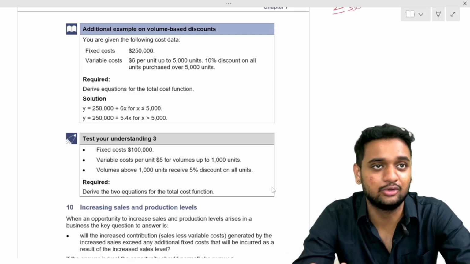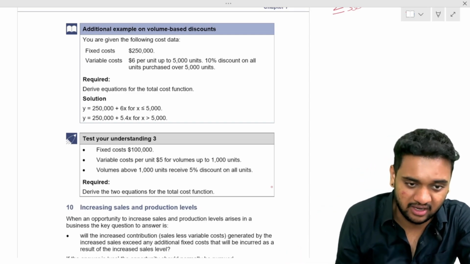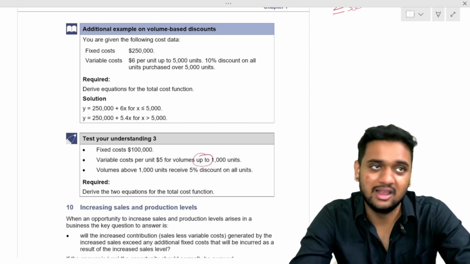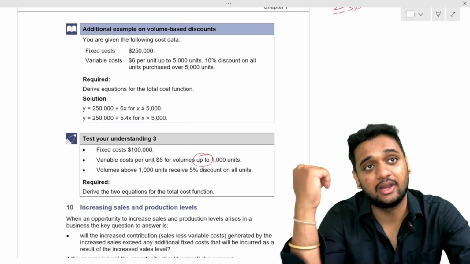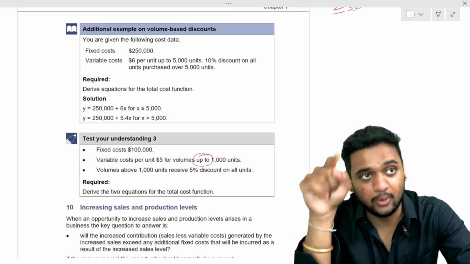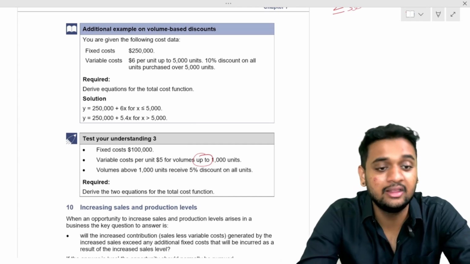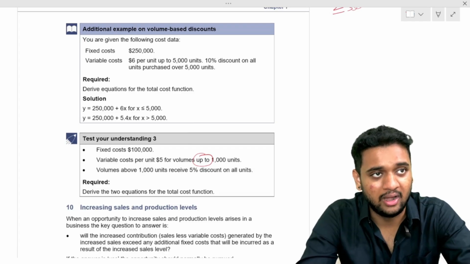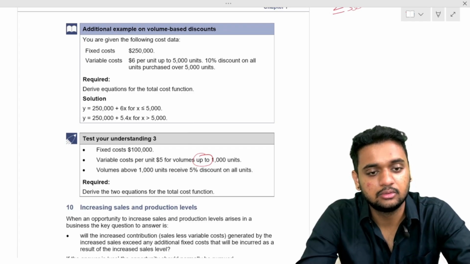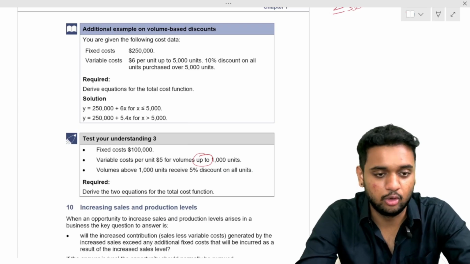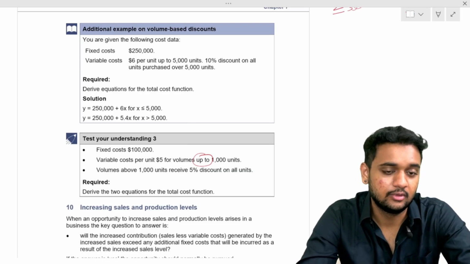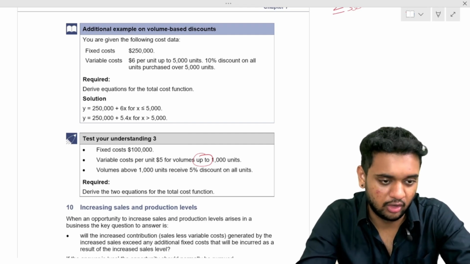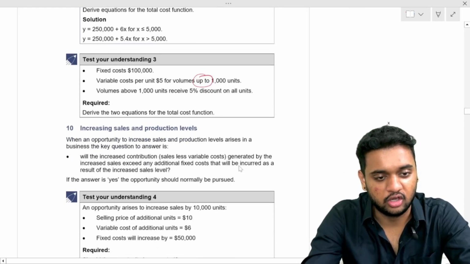Don't always write less than or equal to 1000 units. See what they have given. Here also they have given up to 1000 units. If they give less than 1000 units, then you write greater than or equal to 1000 units. In this question, what is the second equation? Y is equal to 1 lakh plus 4.75 x for greater than 1000 units. Understood all of you? That is what you have to know in this cost equation.